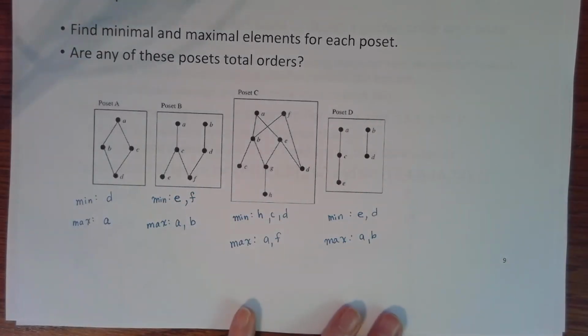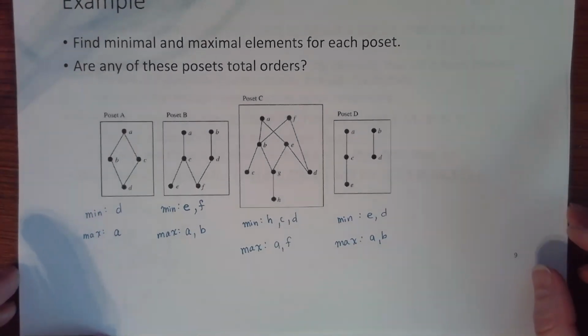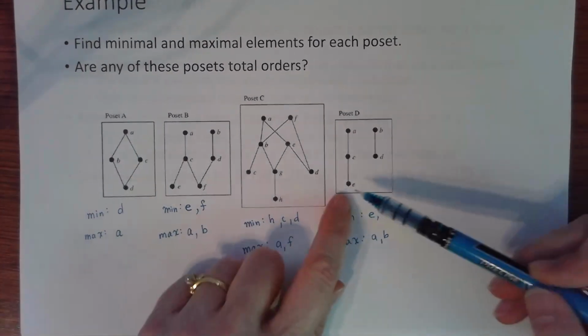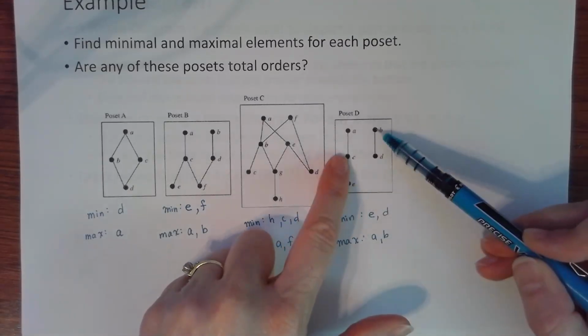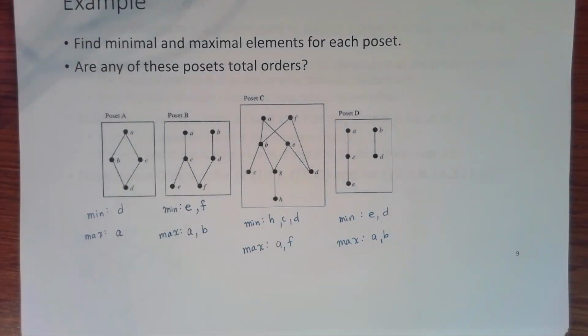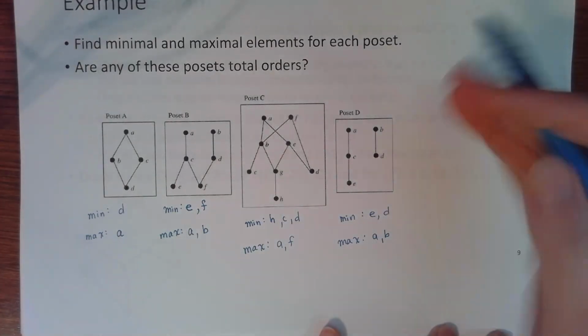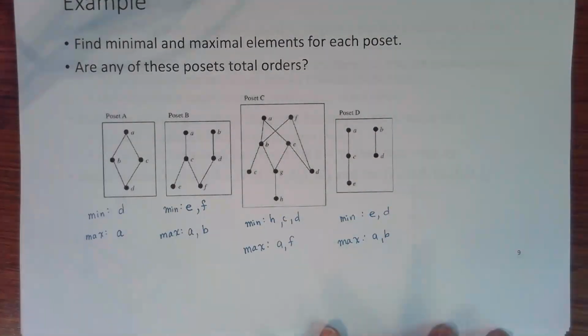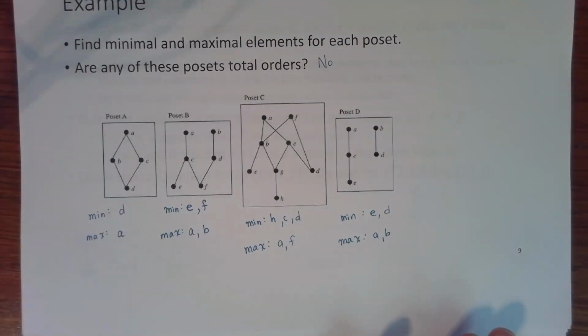But this is not a total order because in a total order, every pair of elements has to be comparable. And so notice that E and B aren't comparable, E and D aren't comparable, C and B aren't comparable. There's no relation between them. So even though we've got a couple of straight lines, it's not a single straight line. So are any of these? No, none of them look like a single straight line as the Hasse diagram. So none of these are total orders.